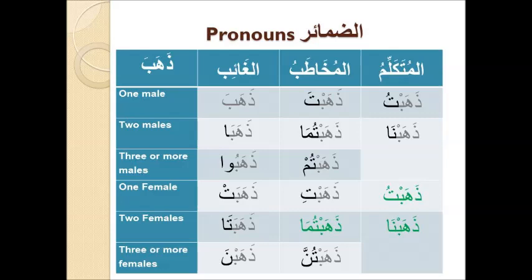And in the ghaib, those who are absent, we said the singular masculine was assumed, and for the two males, ذهبا, plural males, ذهبوا, singular female, ذهبت, dual female, ذهبتا, and three or more females, ذهبن.